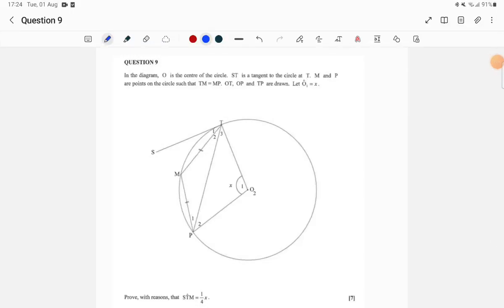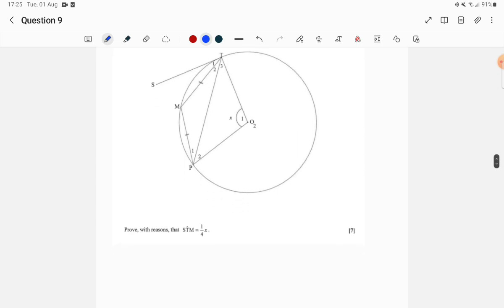line. In the diagram, O is the center of the circle, ST is a tangent to the circle, and T, M and P are points on the circle such that TM is equal to MP. So it looks like T2 is equal to P1, angles opposite equal sides. And thereafter it says that OT, OP, and TP are drawn, and let O1 be equal to X.